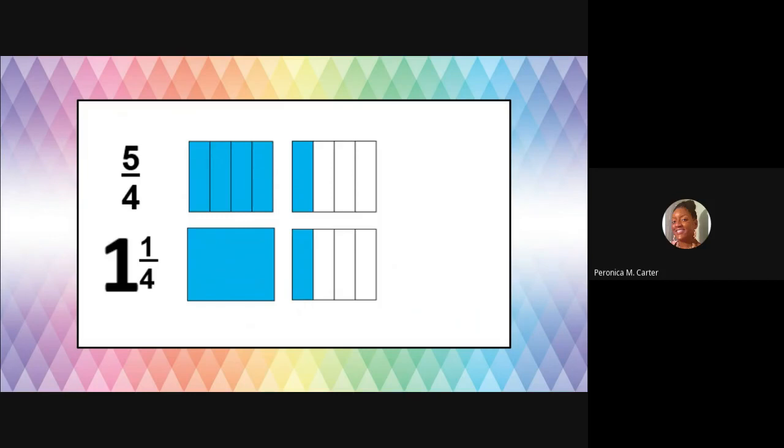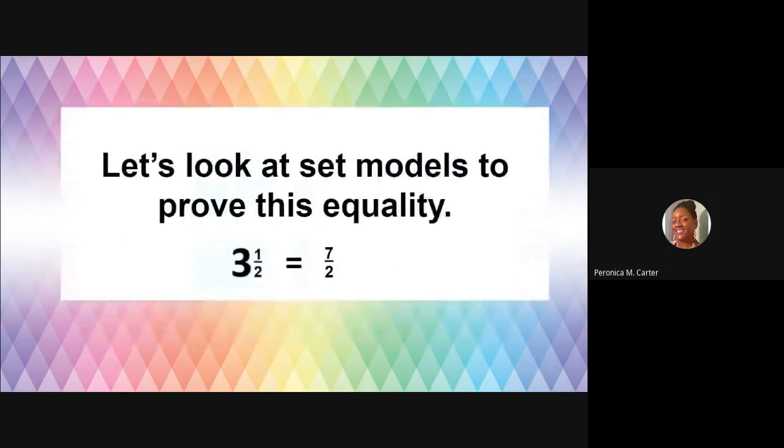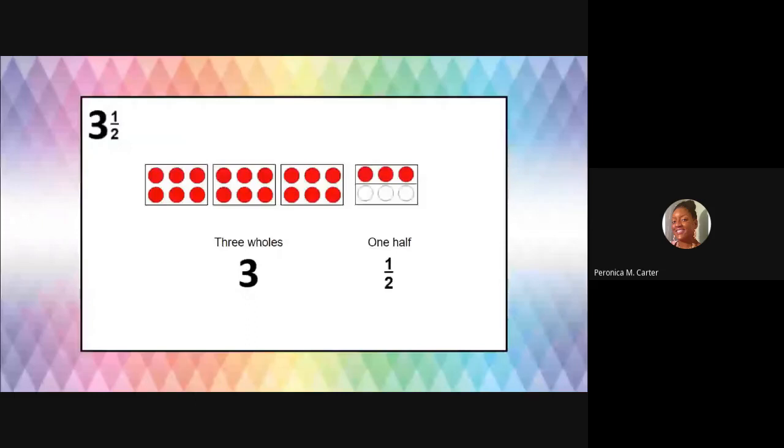Let's move on. Let's look at a set model to prove this equality here. 3 1/2 equals 7/2. All right, each set has 6 in them to make a whole. So we have 1 whole, 2 wholes, 3 wholes, and then we have a half of a whole, which is the rectangle on the side with the 3 circles. So you have 3 wholes and 1/2.